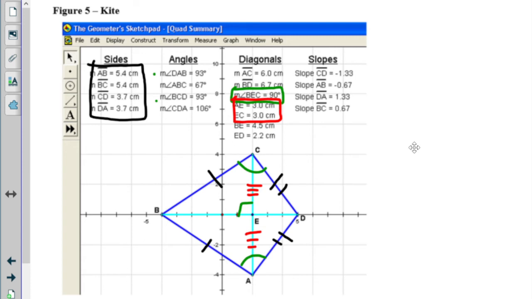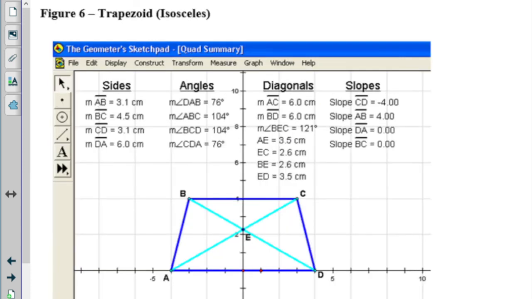Now, over in our trapezoid, what makes it a trapezoid? Well, the thing that makes it a trapezoid is that we have one pair of sides being parallel, which is this pair of sides right here. That pair of sides is parallel. The other pair of sides is not parallel. They don't have the same slope. So these sides are parallel. The other pair of sides are not.